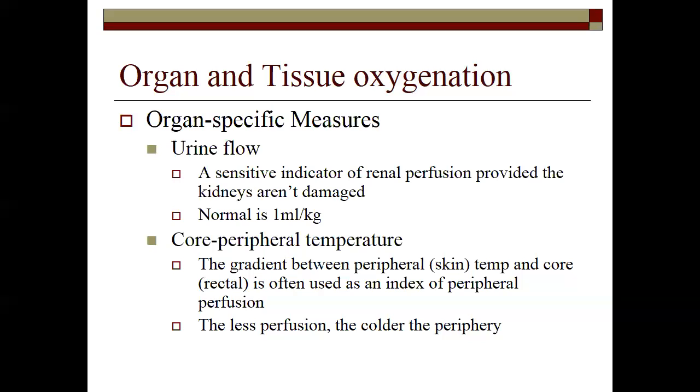Normal output is 1 mL per kg per hour. So if you're 100 kgs, you should be producing 100 mLs of urine an hour. If you're over 30 mLs an hour, that's the minimal we want to talk about.